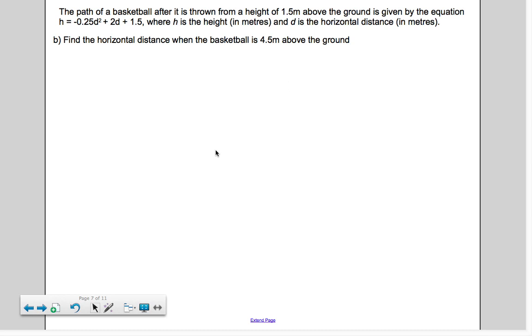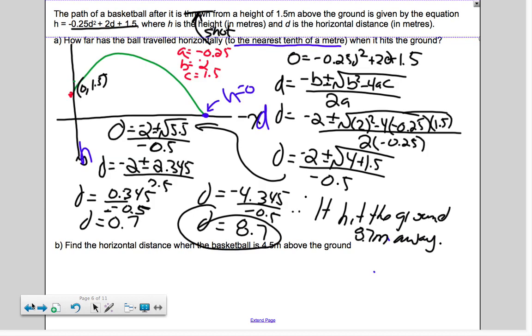Okay, so same question, but now we want the horizontal distance when the ball is 4.5 meters above the ground. How will we solve that? When we go back to our picture, let's take a look. Right, here we're going to have 4.5, maybe it's up here. So where does the parabola cross that?